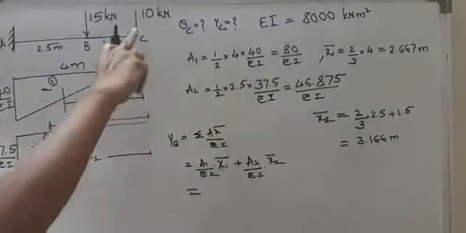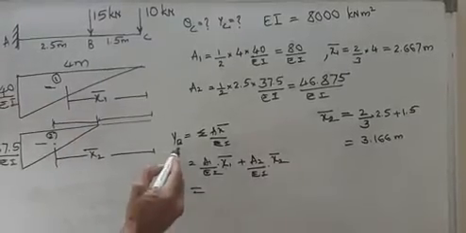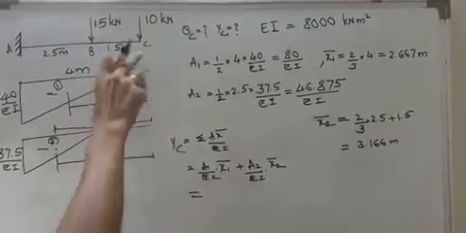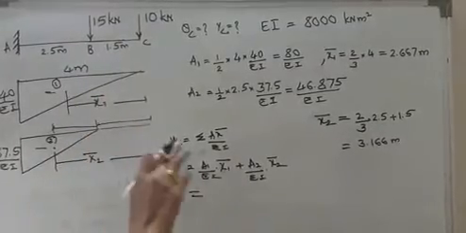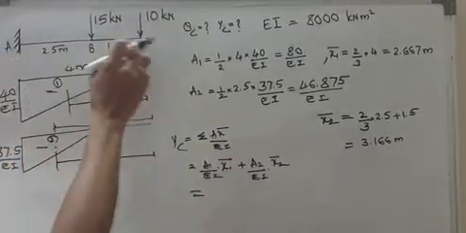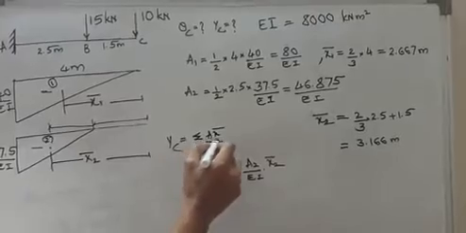Now let us calculate the deflection at the free end, that is the deflection at C. You know the deflection at the free end C is given by, as good as, the tangential deviation. It is nothing but the area of the bending moment diagram between C and A, and you have to take the moment of that area about C. That is nothing but A X bar by EI.